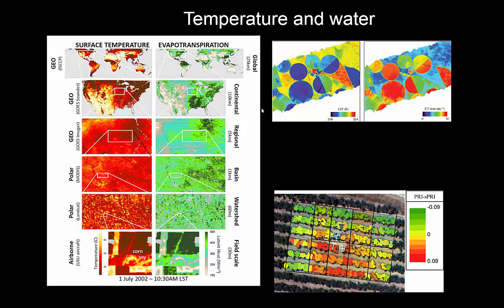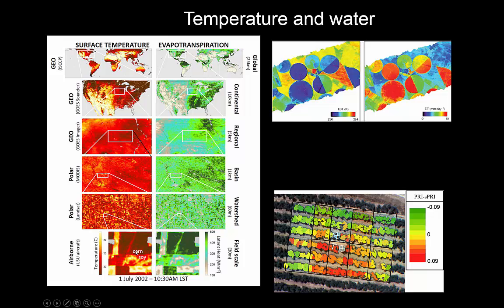You can also use the temperature of the land surface, and that's what you see here. So here you see that both geostationary satellites, in this case the GOES imager, as well as polar orbiting satellites such as MODIS and Landsat, can all measure land surface temperature and can do that at increasingly high resolution. And of course you can fly it with aircraft as well.